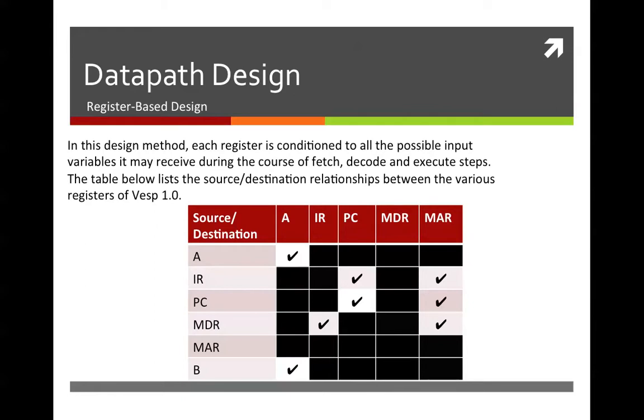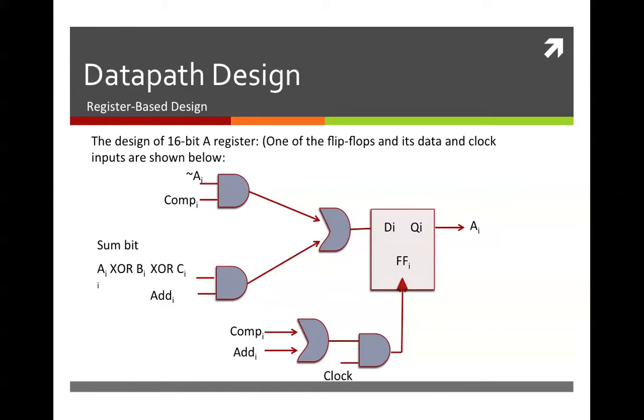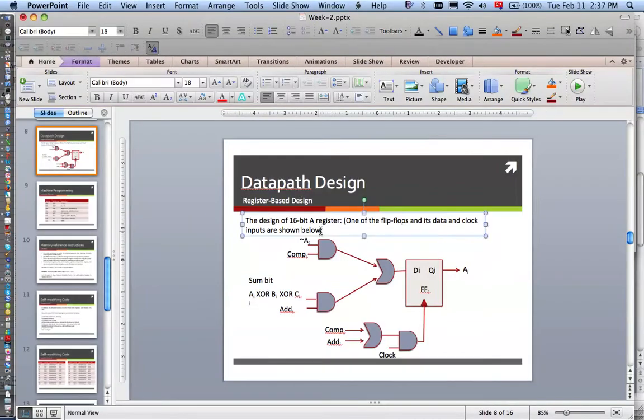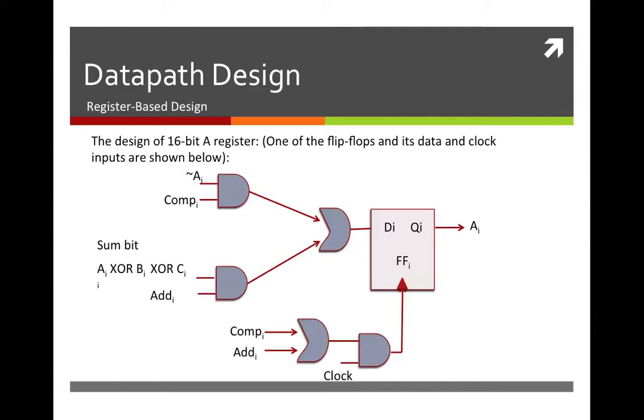So this particular method that I'm using here, the data path method, is what's called a register-based design. So what we're going to do is take each and every one of those registers. In this situation, I'm just looking at the A register itself, and it's 16 bits, as you remember. Then I'm going to take a typical flip-flop and design that flip-flop. And once that flip-flop is designed, the rest of the flip-flops will be identical.